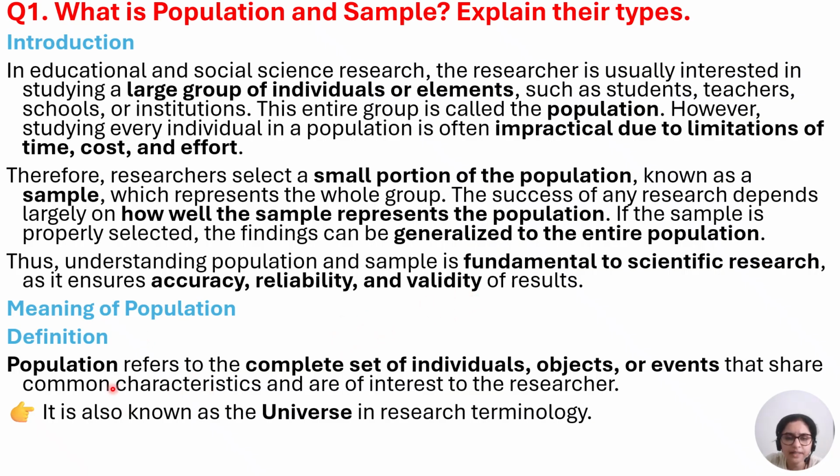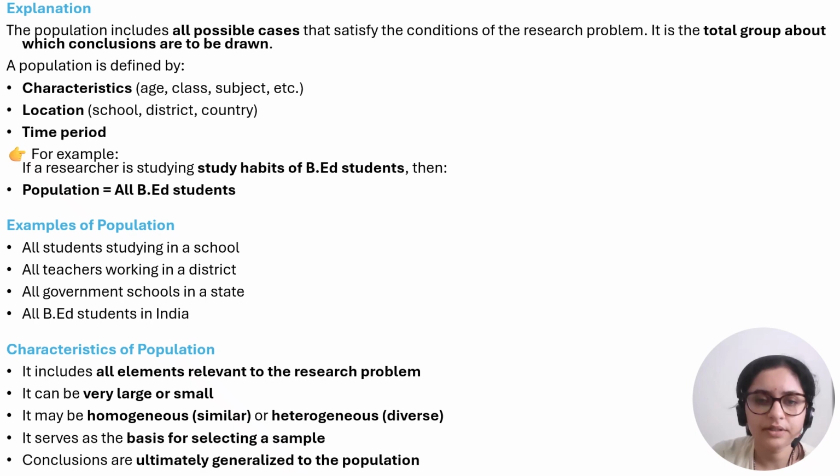Definition of population: it refers to the complete set of individuals, objects, or events. It is also known as the universe in research terminology. Universe is encompassing a whole thing, right? So population is also called the universe.